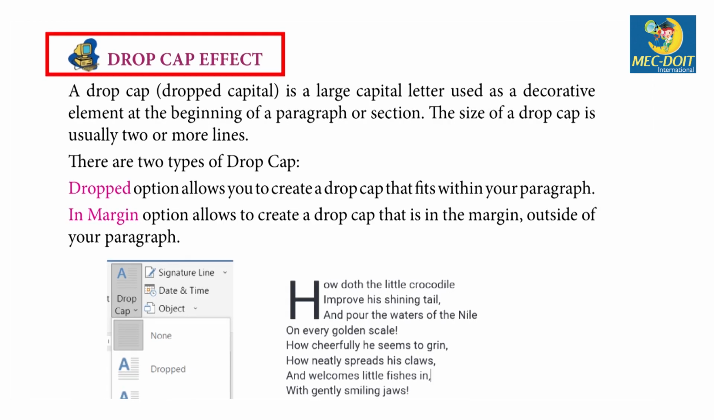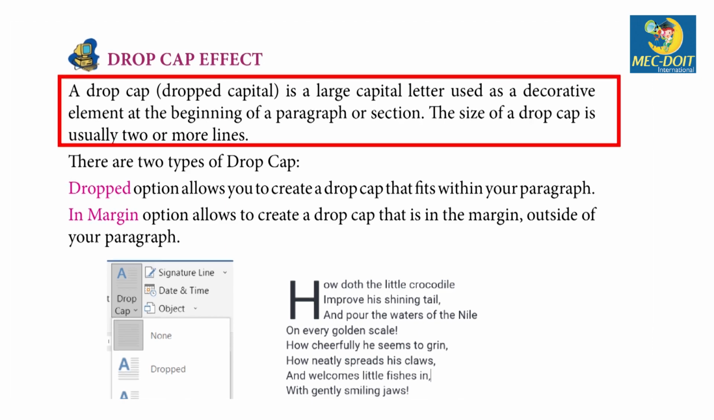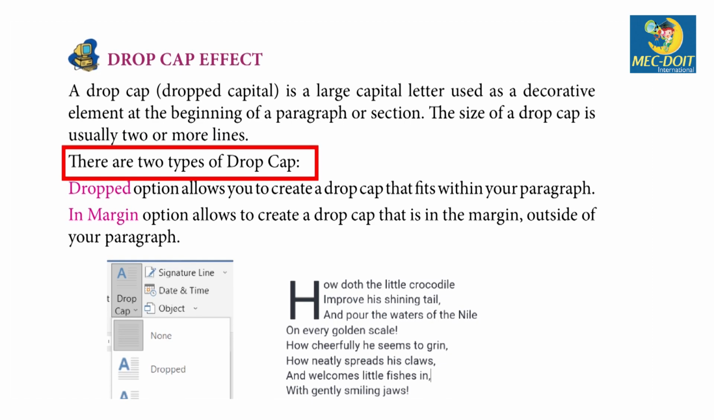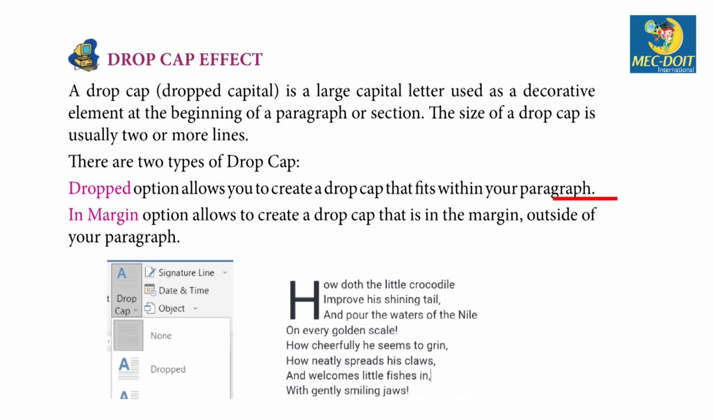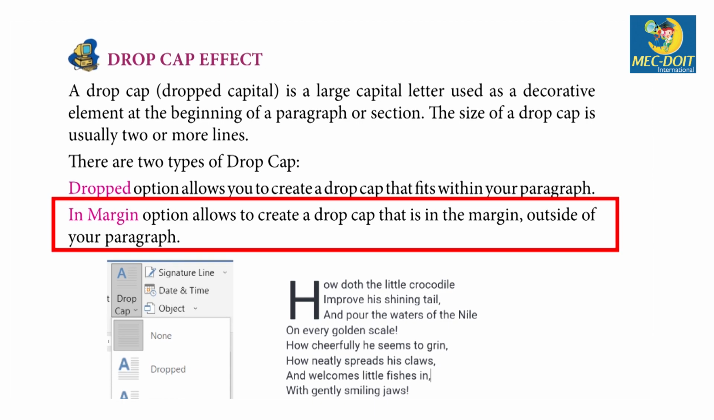Drop cap effect. A dropped capital is a large capital letter used as a decorative element at the beginning of a paragraph or section. The size of a drop cap is usually 2 or more lines. There are 2 types of drop cap. The Dropped option allows you to create a drop cap that fits within your paragraph, and the In Margin option allows you to create a drop cap that is in the margin outside of your paragraph.